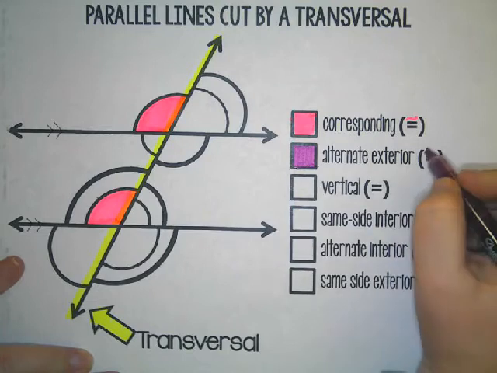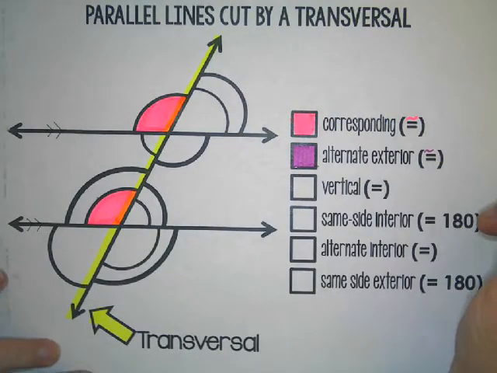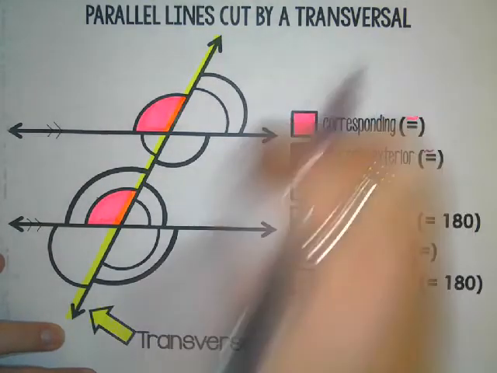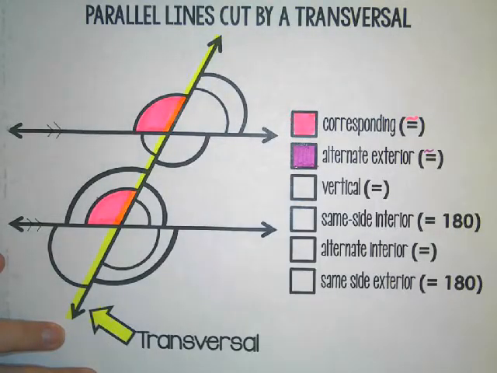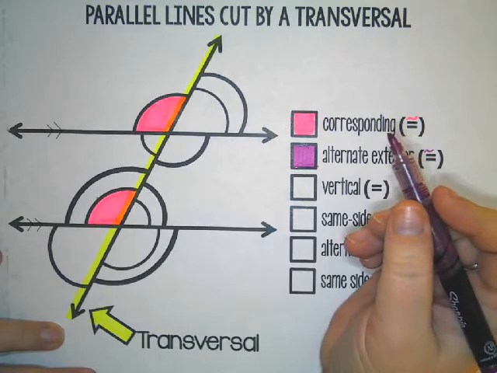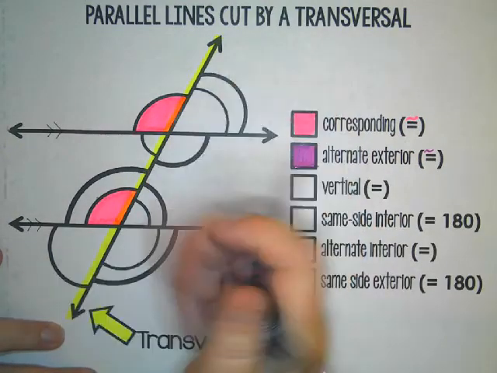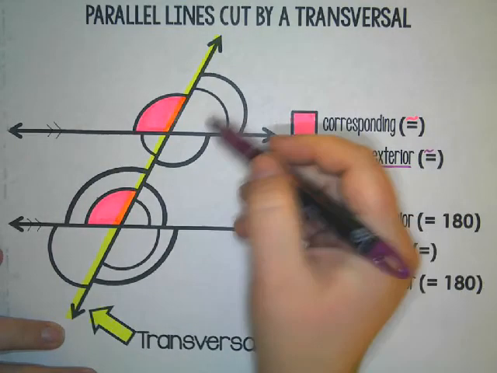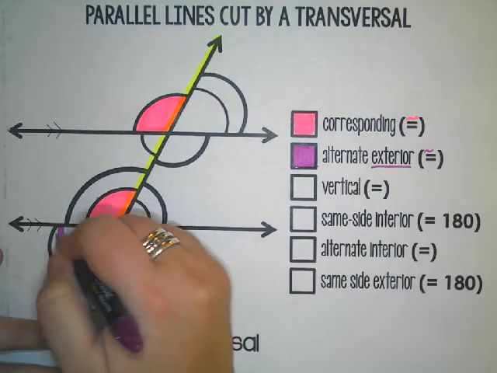Okay, the next one we're going to take a look at are alternate exterior. And again, they are equal or congruent. And alternate exterior angles, again, are created by a transversal cutting parallel lines. So they alternate, they're opposite each other, opposite sides, and they are outside or exterior.